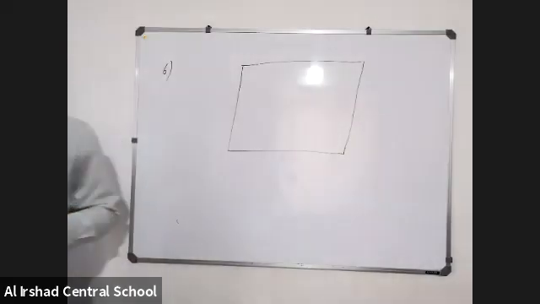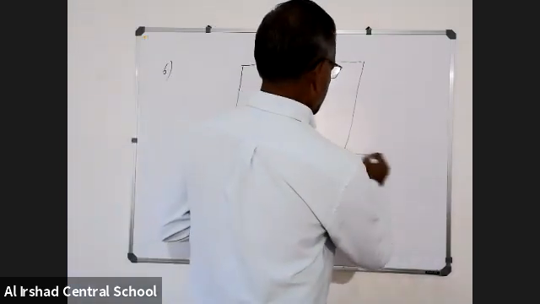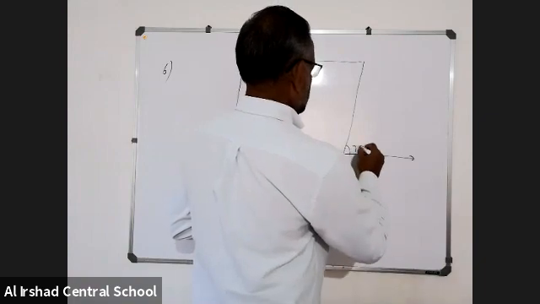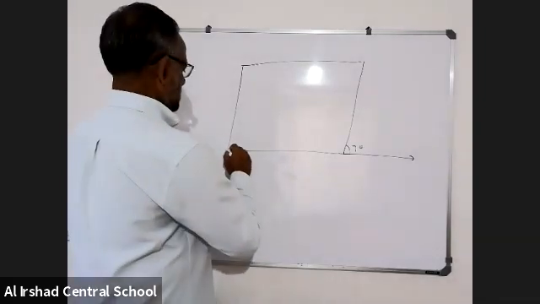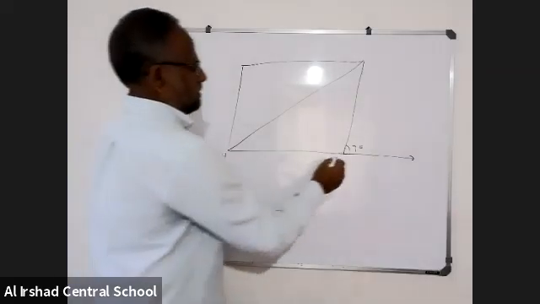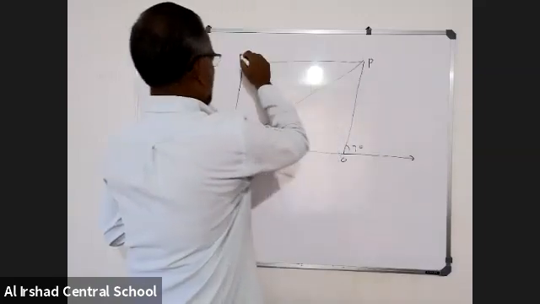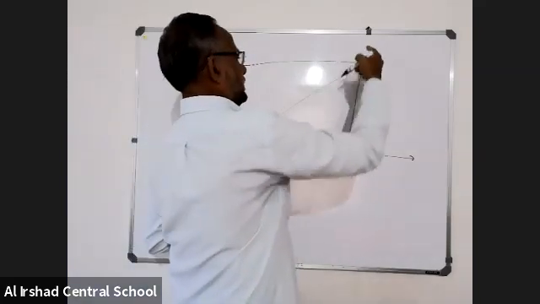X is equal to 110. How did you get 110? Tell me the reason. Your answer is correct. How? X is equal to 110. How did you get it? Opposite angles. Okay, you're right. You have to check the answer.